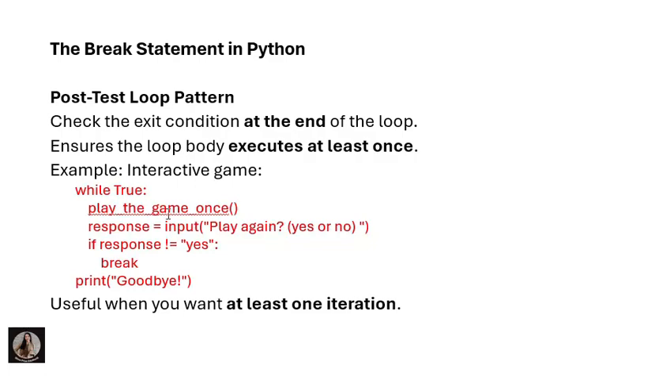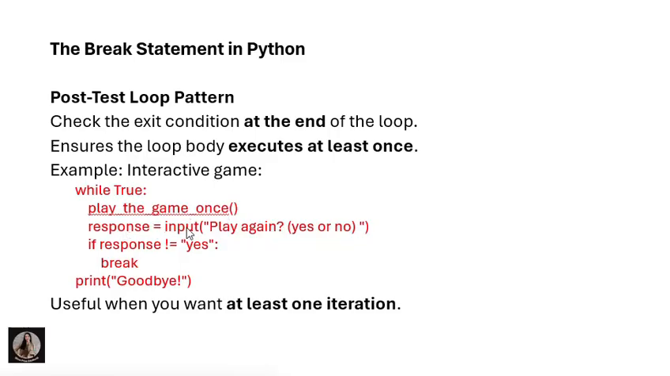While true, play the game once. Response is equal to input, play again, yes or no. If response is not equal to yes, it will break and print good boy. Let's see. This while loop keeps repeating until I say stop manually, and play the game once means this runs one round of the game, like one turn or one match.